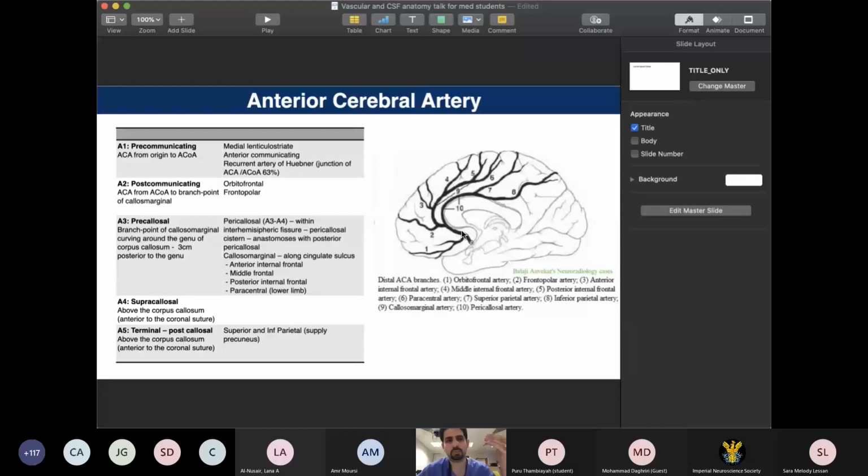You've then got A2, up until the point that you reach here, where you get the pericallosal. In between the pericallosal and the callosomarginal, you've got the cingulate gyrus. So again, the arteries provide a road map to where cerebral cortical structures are as well. So you've got the infracallosal section, then the precallosal section, and then the supracallosal section, and then the postcallosal section.